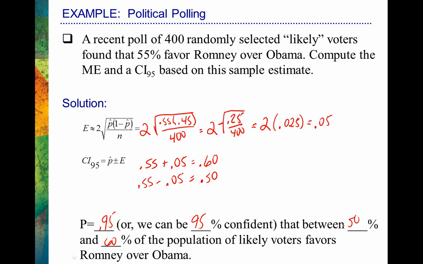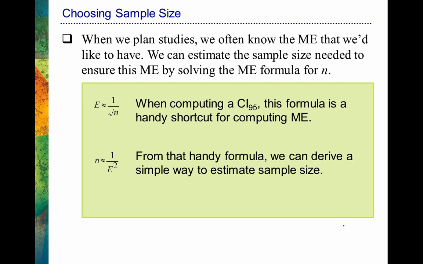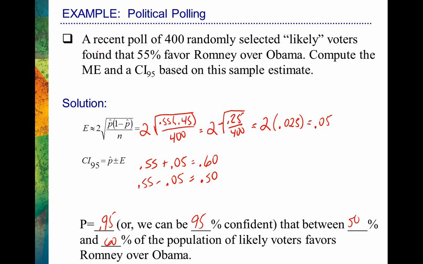All right, let's go ahead and take this just a step further like we did previously and talk a little bit about choosing sample size. Like I said before, when we plan studies, we often know the margin of error that we'd like to have. Because look at this last example. It's very rare that in a political polling type of study, we want a margin of error that is this large, 5%. We usually want our data to be much more tight in essence.